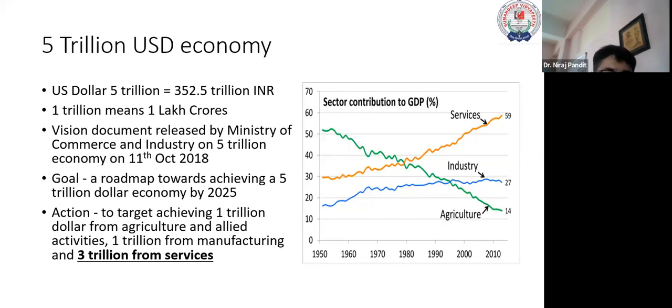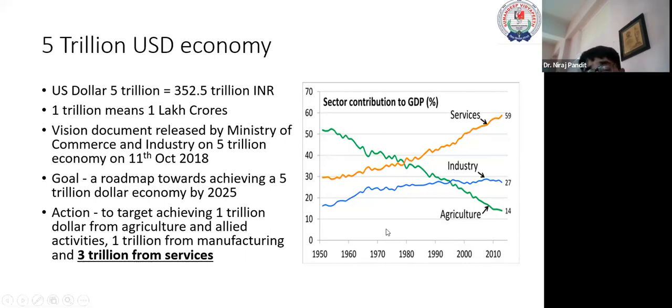In 2018, we set a goal to achieve a 5 trillion economy by 2025. And see, in between, COVID cost us everything, and again we are trying to return to normalcy. This is a very important action: target achieving $1 trillion from agriculture and allied activity, 1 trillion from manufacturing, and 3 trillion from the service industry. Since the service industries are very important, they kept 3 trillion for the service industry.